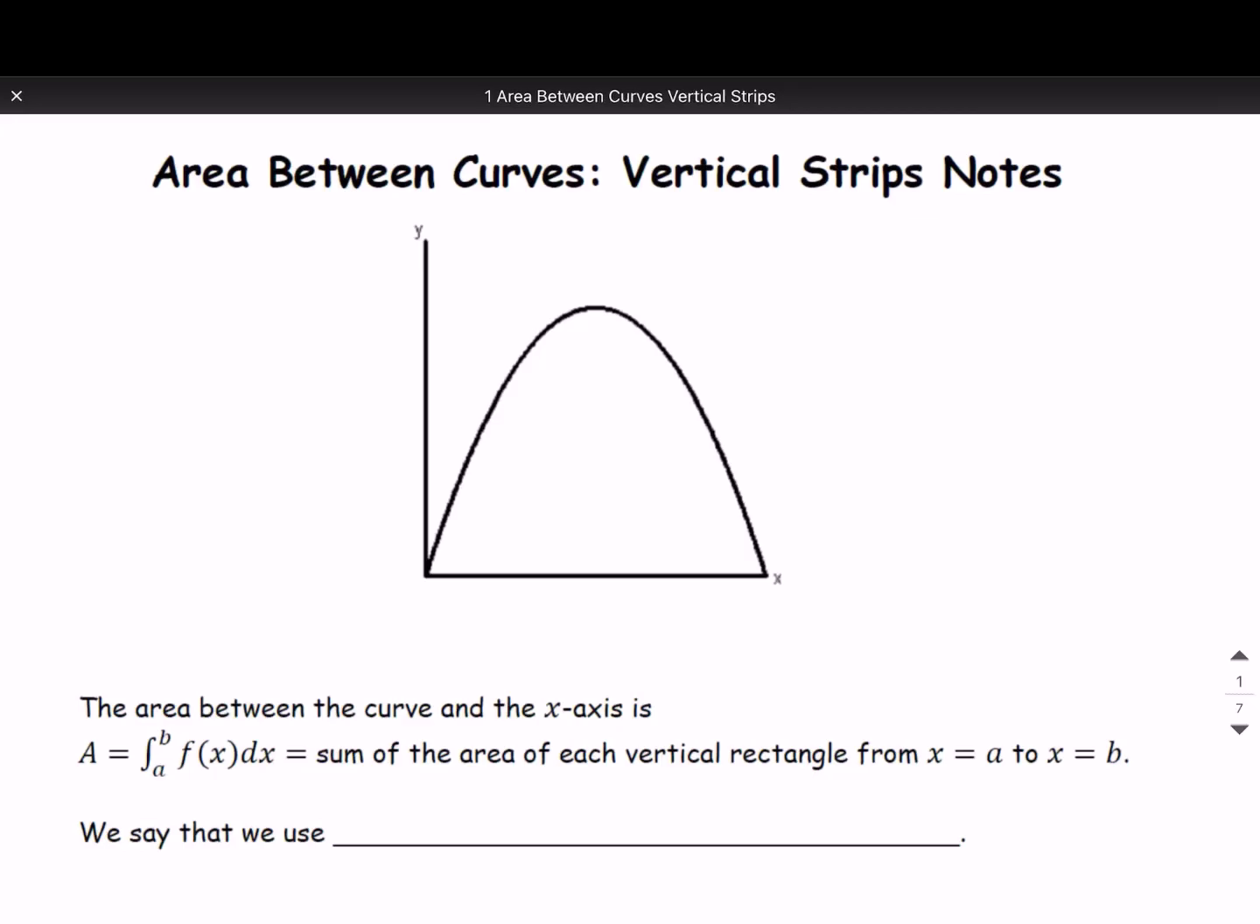Hello, my darlings. Okay, so today we're going to talk about area between curves.